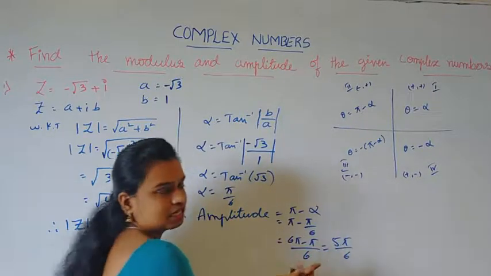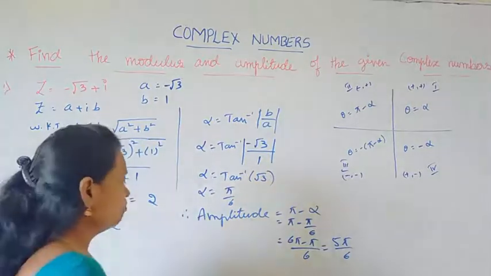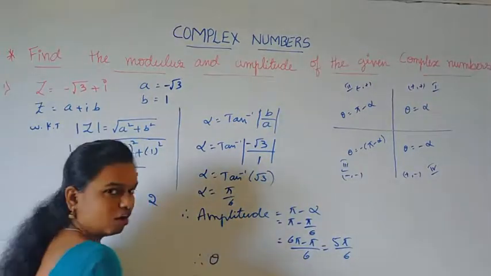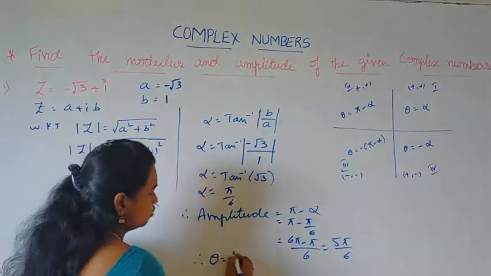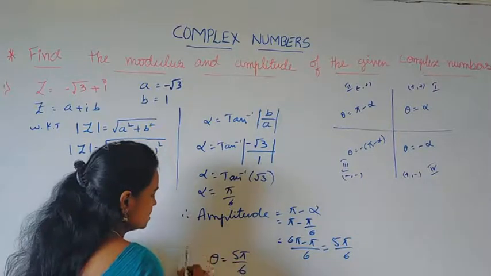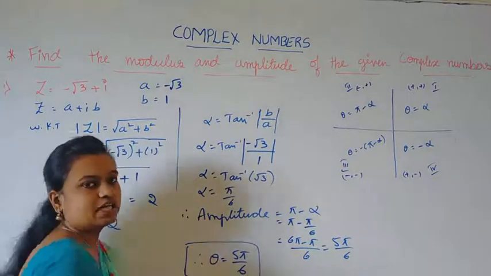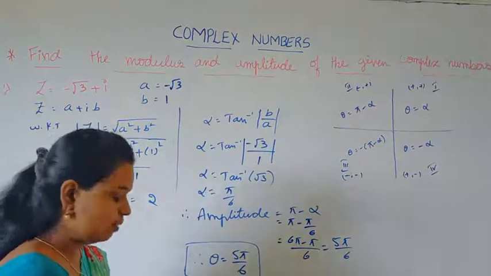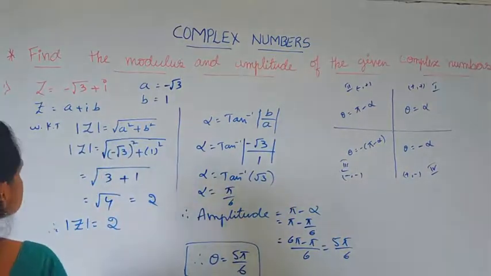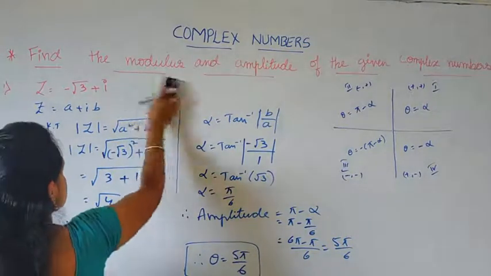6 pi minus 5 is nothing but 5 pi. So therefore the amplitude or argument theta is equal to 5 pi by 6. Understand? This is the answer, 5 pi by 6. So the next problem.